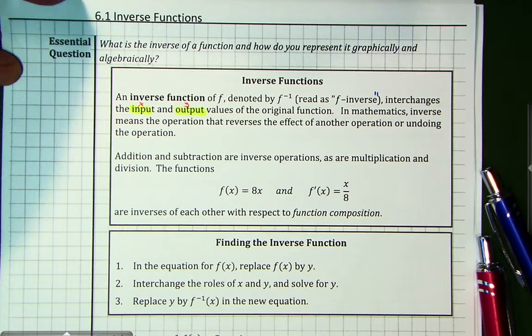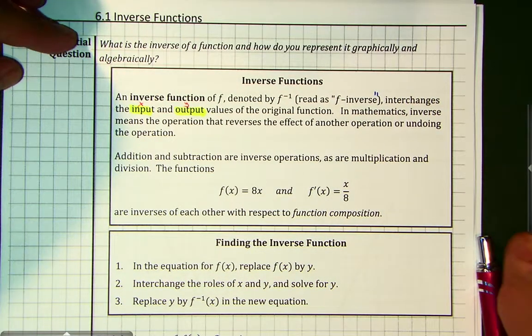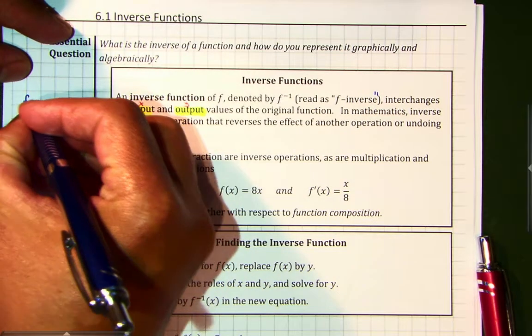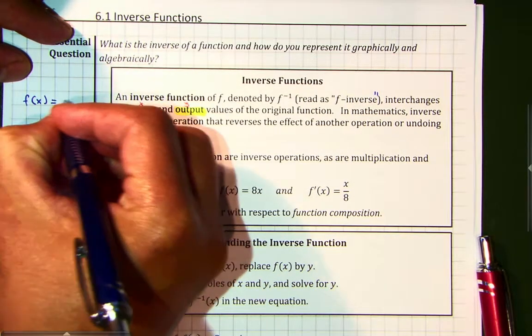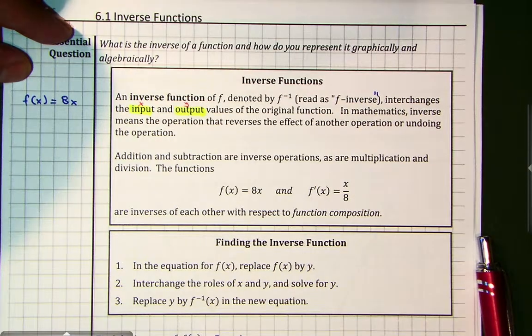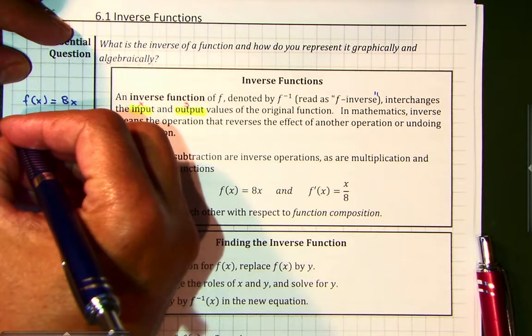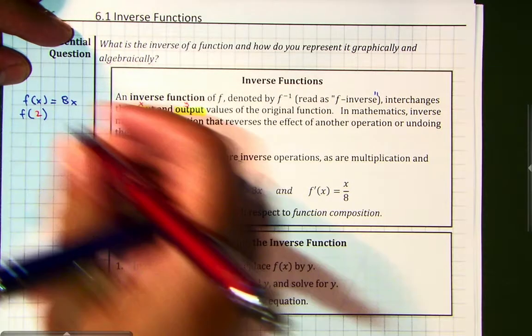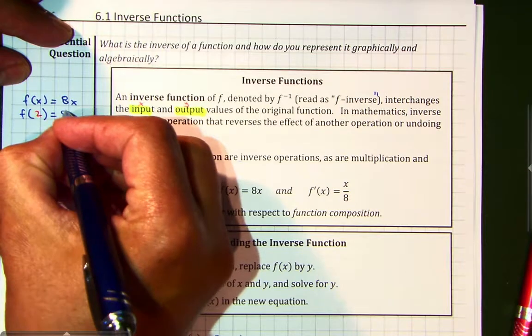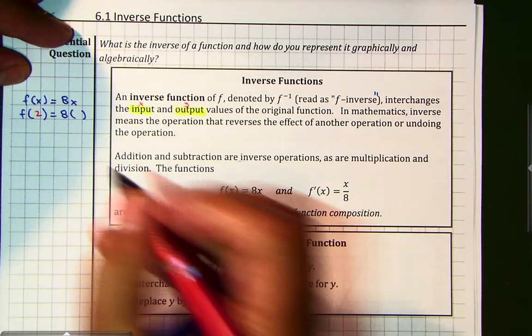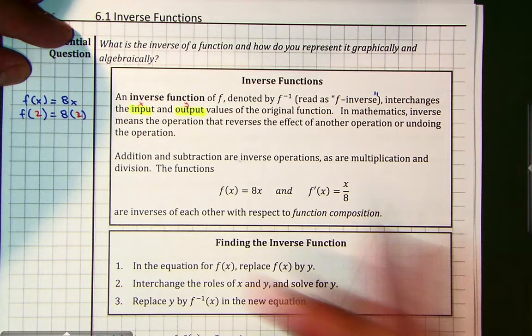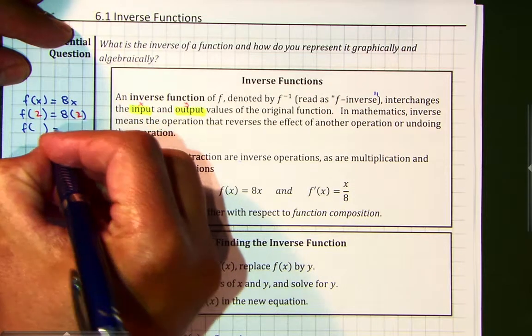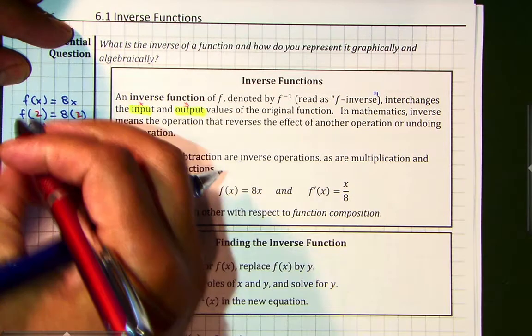So let's take, for example, f of x equals 8x. And let's plug in a value for x. Let's plug in a 2. So f of 2 will equal 8, but instead of the x, we're going to plug in a 2. Therefore, f of 2 will be equal to 16.